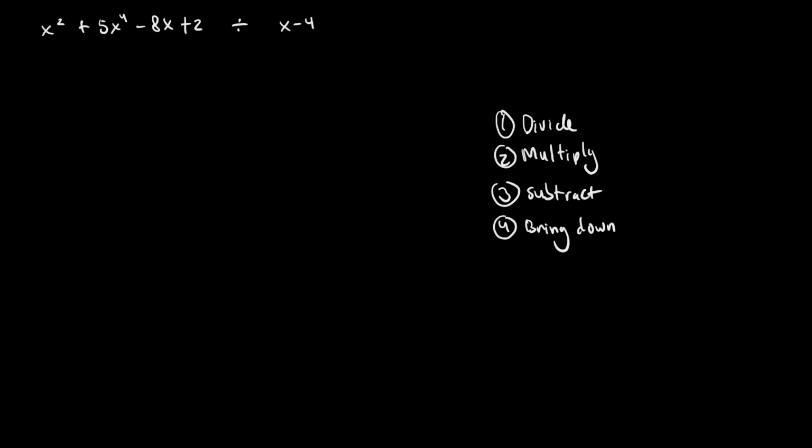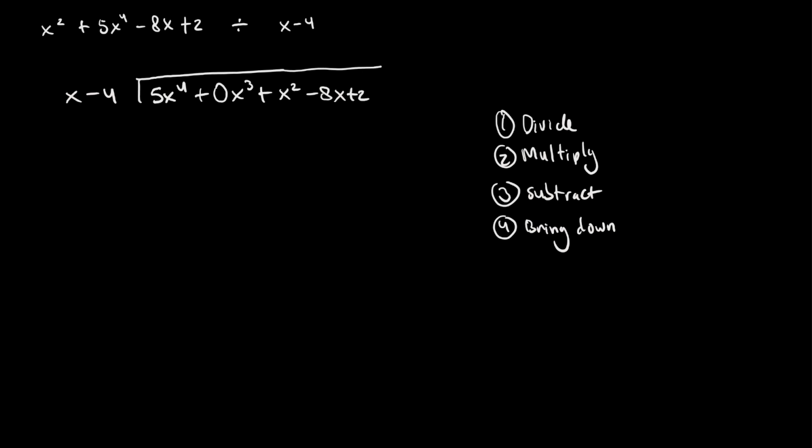So when we write the dividend, it is going to start off with 5x to the power 4 first, right? And then go all the way to the smallest one afterwards. The other thing is we have to add the powers that are missing. So in this case, there is an x cubed that is missing, which means that we will add it with the coefficient of 0. So that's going to be 0x cubed plus x squared minus 8x plus 2. All of that divided by x minus 4.